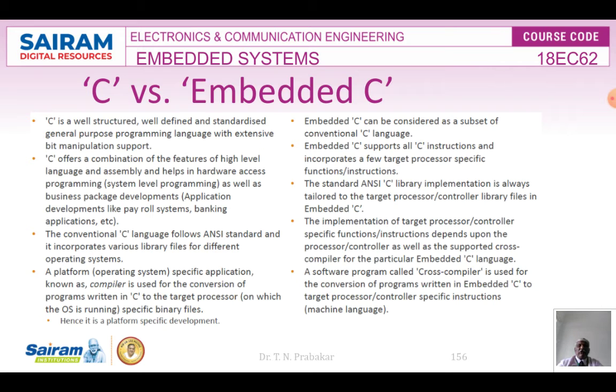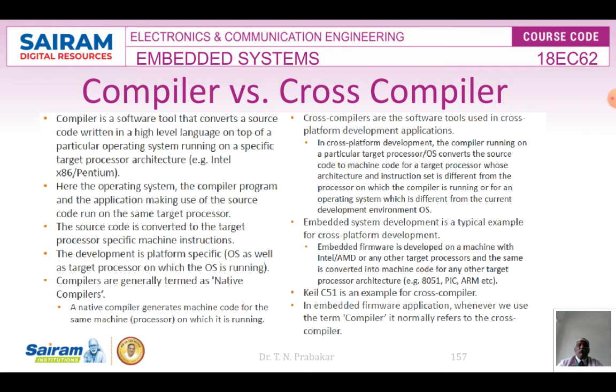So this is of course a general idea about the C program and the embedded C program. And what is the difference between a compiler and a cross compiler? That again of course we are going to see now. A compiler is a software tool that converts source code from a high-level language into a machine-level language, right, which will be understood by the system. And the cross compilers, of course, do the same thing, converting again, but not for that particular processor.